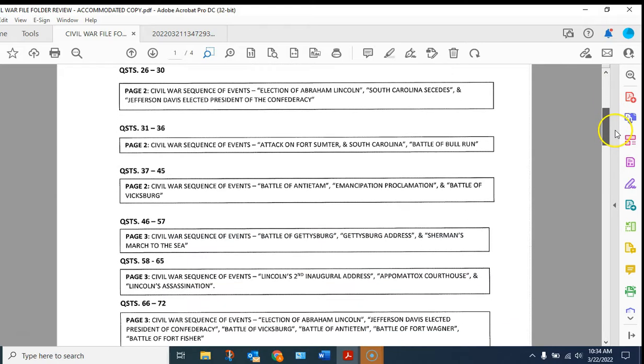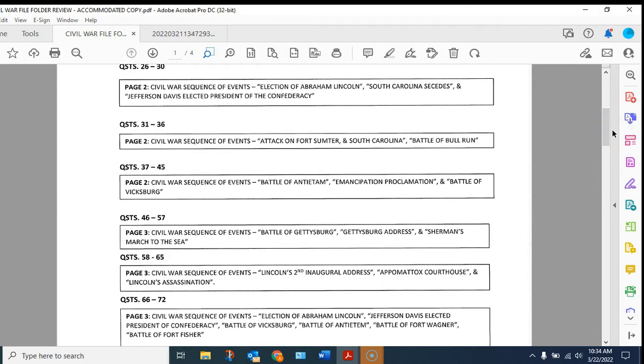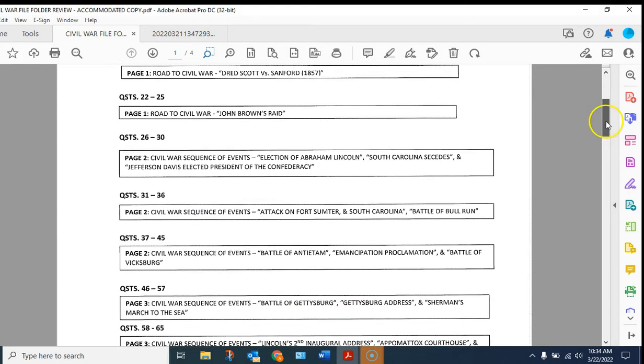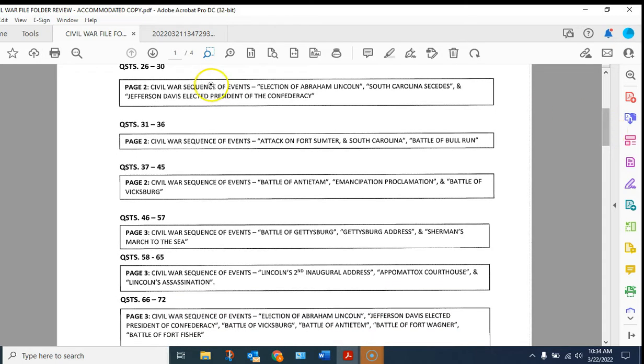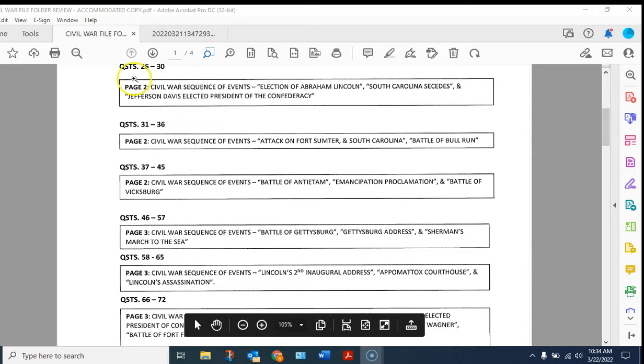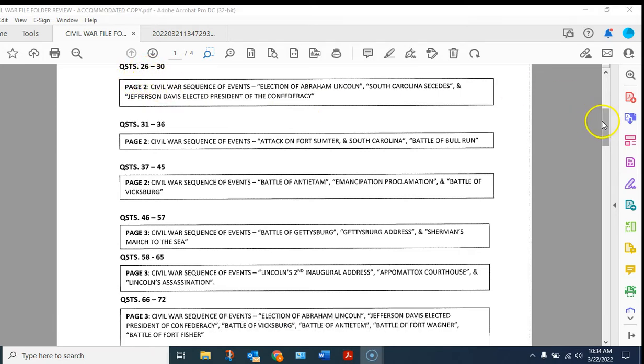When you get to the next part, starting with questions 26 through 30, I believe, yes, you'll go to page 2. Pages 2 and 3 are called Civil War Sequence of Events, and this comes from your file folder. You're going to go to these sections for the answers: Election of Abraham Lincoln, South Carolina secedes, and Jefferson Davis elected president of the Confederacy. So it tells you right where to go.